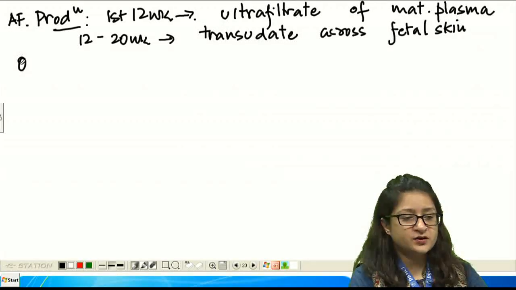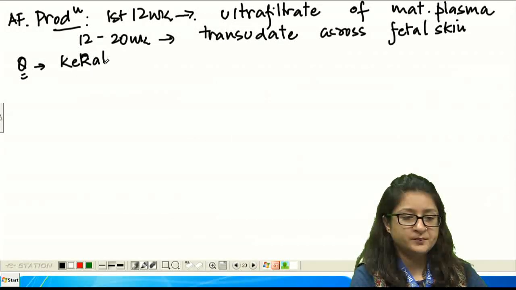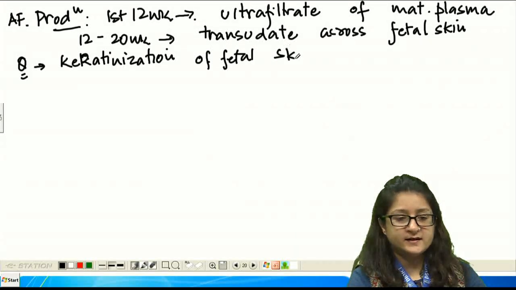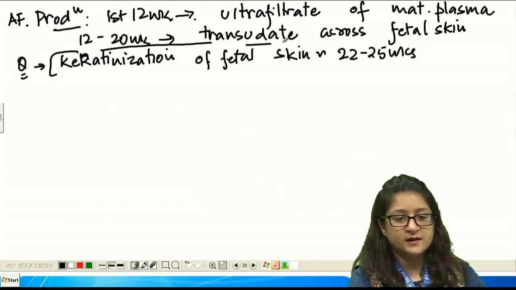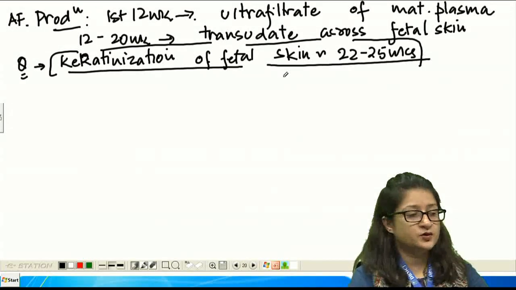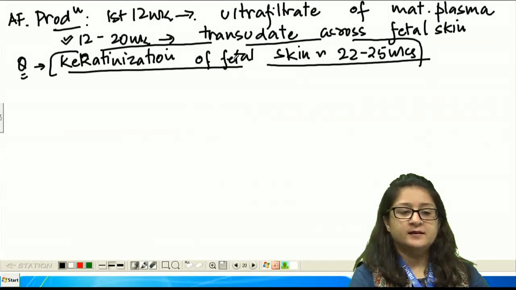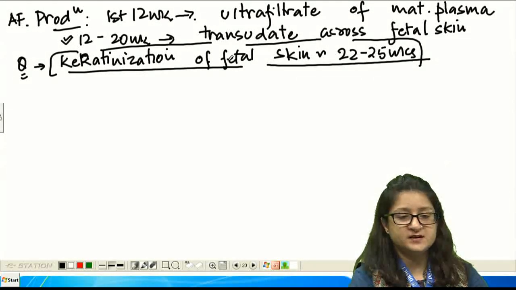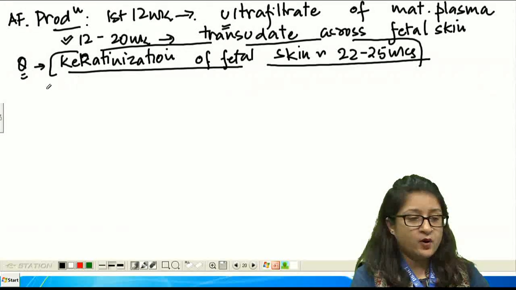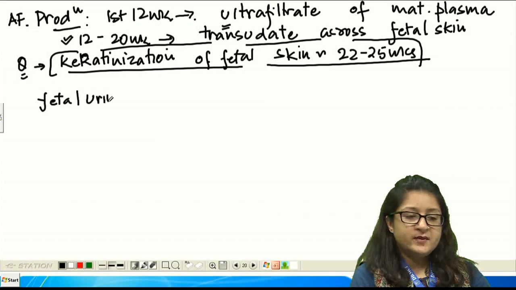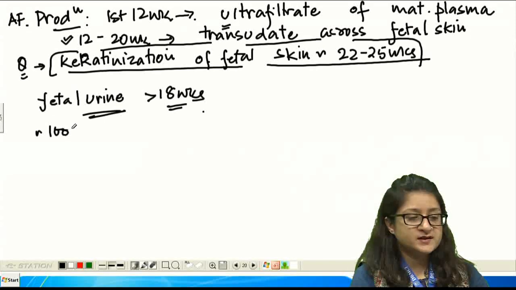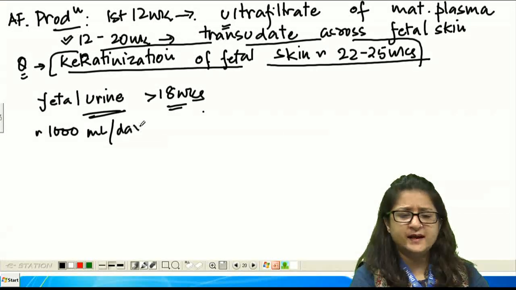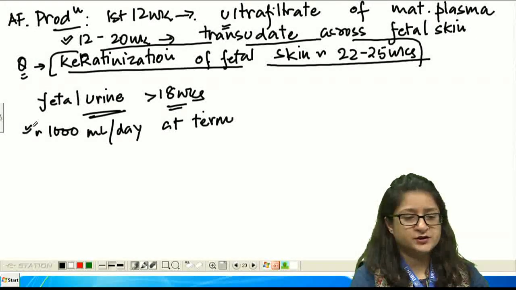All right, but if they ask you the question of when keratinization of fetal skin takes place, then the keratinization of fetal skin takes place between 22 to 25 weeks. Okay, so this is a little bit of difference here, that the keratinization of fetal skin takes place 22 to 25 weeks. This has been asked. And in the second trimester, between 12 to 20 weeks, it is mainly as transudate across fetal skin. Importantly, fetal urine is the major contributor beyond 18 weeks. So beyond 18 weeks, it is fetal urine, and this can be as much as 1000 ml per day at term, which is the amount of urine production by the fetus.